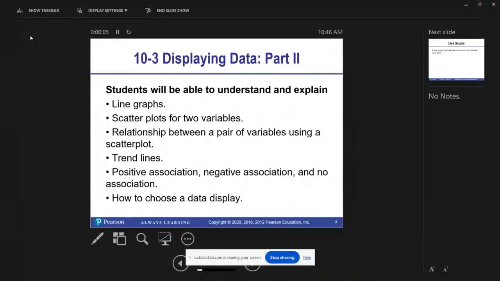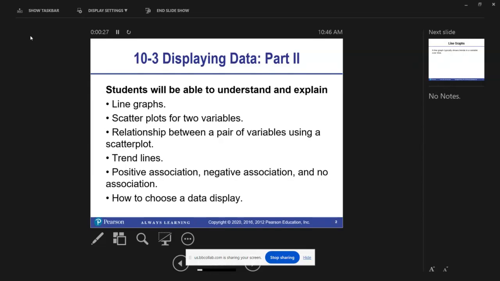Okay, we have another lesson on ways to display data. And so in this section, we're going to look at how to understand and explain line graphs. We'll also look at scatter plots for two variables. We'll look at the relationship between a pair of variables using a scatter plot.